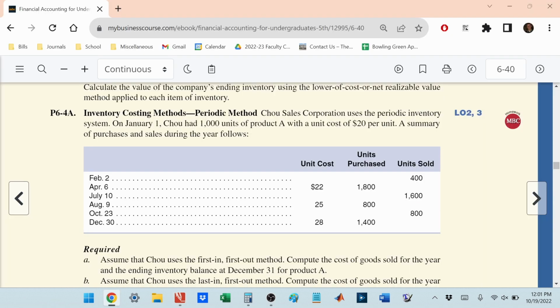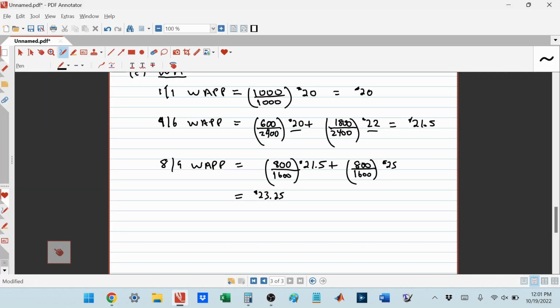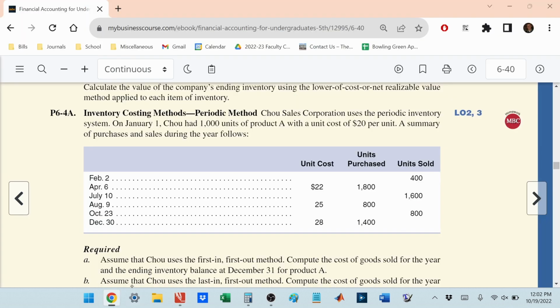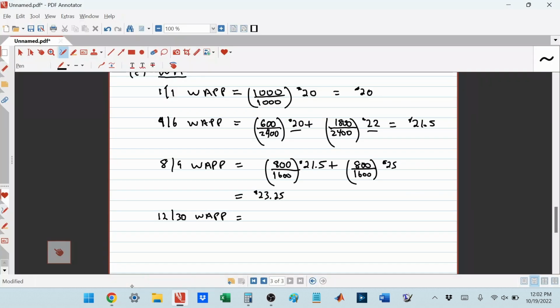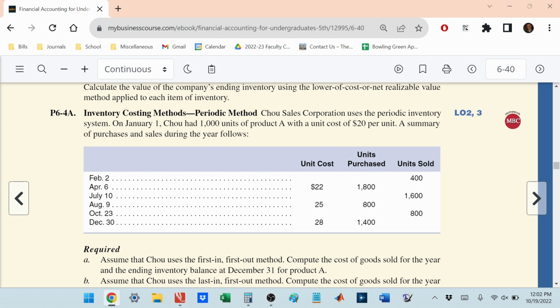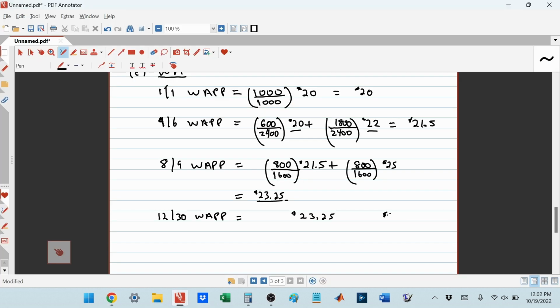And then finally, we need to compute the weighted average purchase price as of December 30th, the last purchase date. So as of December 30th, not 31st. Sorry for the little typos here, but at least I'm correcting them as we go. As of December 30th, any item that's come through our inventory, we're going to assume was purchased for either this price, which is the weighted average of the 3 previous prices, or it was purchased for the $28 on December 30th. So we're computing the weighted average of the 23.25 and the 28.